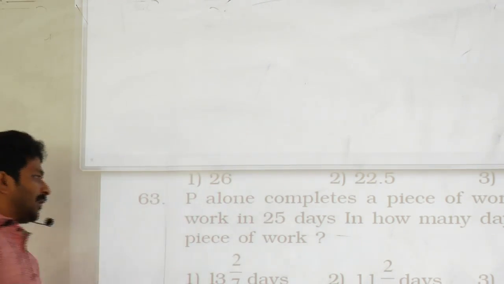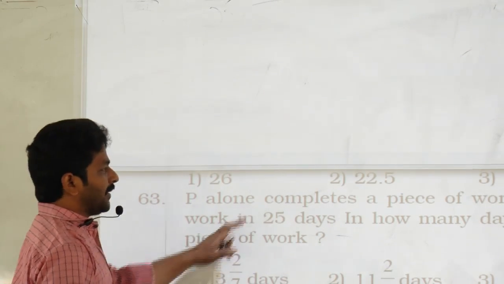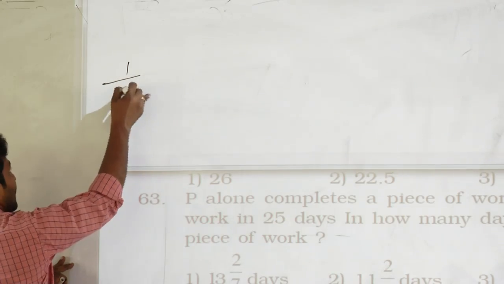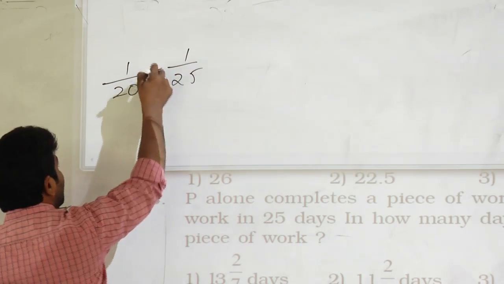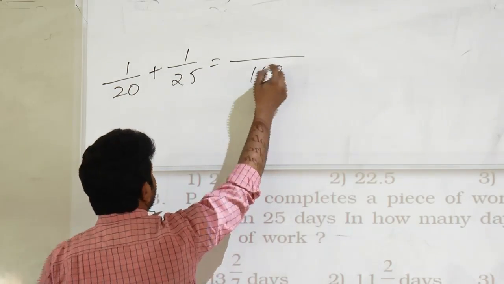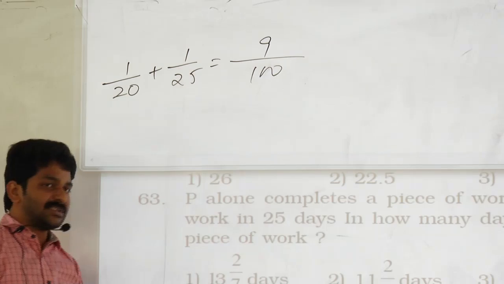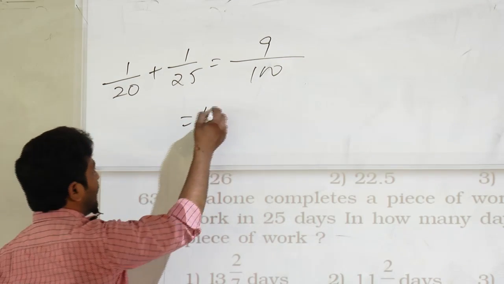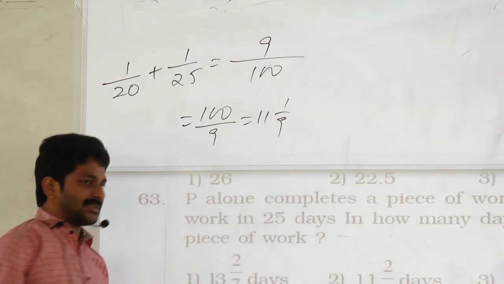You can go for the 1 day work or units method. 1 day work of P becomes 1 by 20 and 1 day work of Q becomes 1 by 25. LCM is 100. 5 times, 4 times, 9. So 1 day work is 9 by 100. To complete the total work they need 100 by 9, which is 11 and 1 by 9 days.